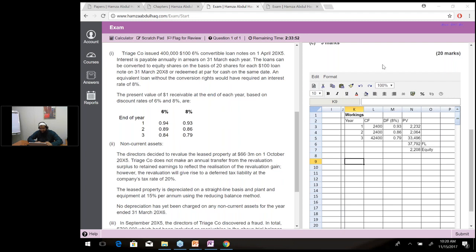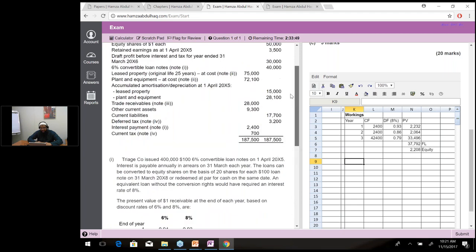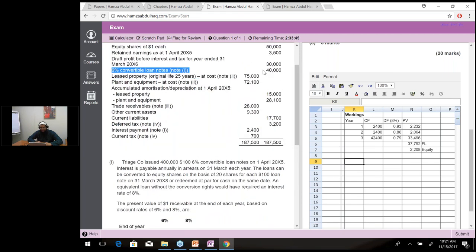Okay, Hamza Ali is asking how 40,000. Hamza Ali, there are two ways. You can simply go and see the amount of the loan notes in the trial balance. It's 40,000. Or the second option is the quantity of loan notes was 400,000 and the par value is 100. So this will become 400,000 into 100. This is the amount of the loan notes. And I'm dividing this by 1,000 because I'm calculating all amounts in thousands. So this is going to be $40,000. This is how we have calculated 40,000.